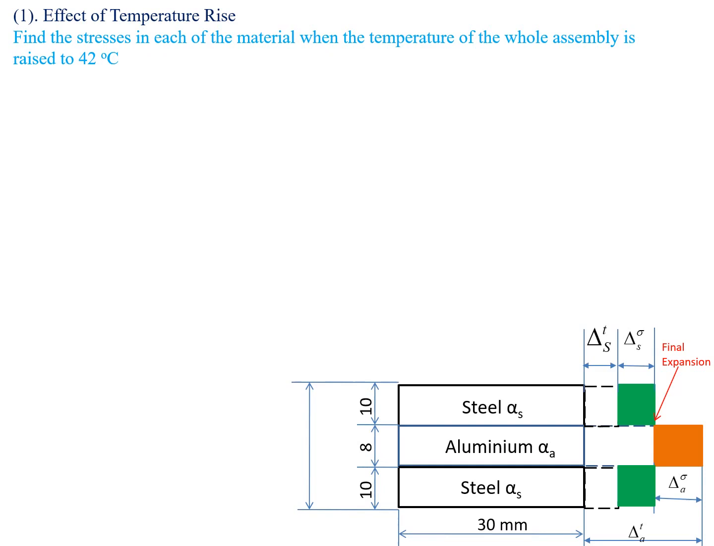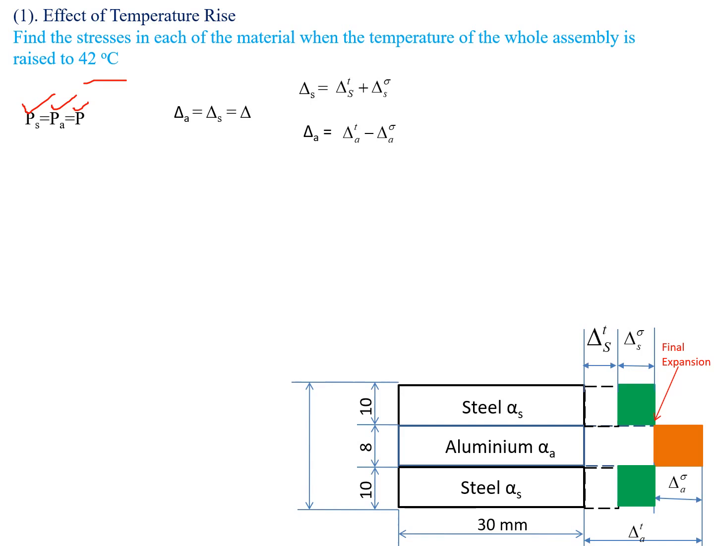Next we have to find the stresses in each material due to the temperature rise. The final temperature is 42 degrees centigrade and the initial temperature is 12 degrees centigrade. So the temperature rise, final minus initial, is 30 degrees centigrade. For this we use the three conditions we already discussed in the previous slide. The first is from statics: the tensile force in the steel equals the compressive force in the aluminium bar, which we consider as P.